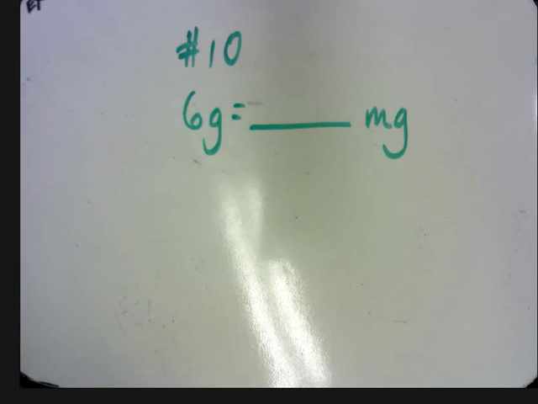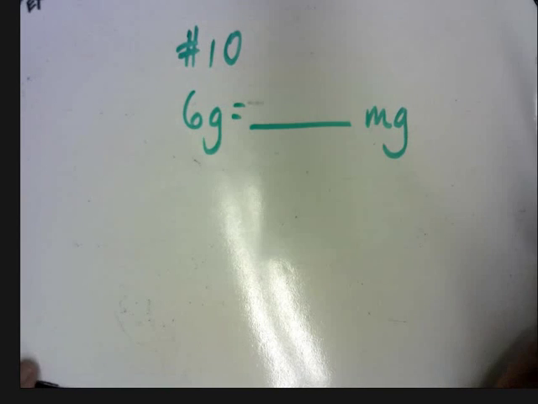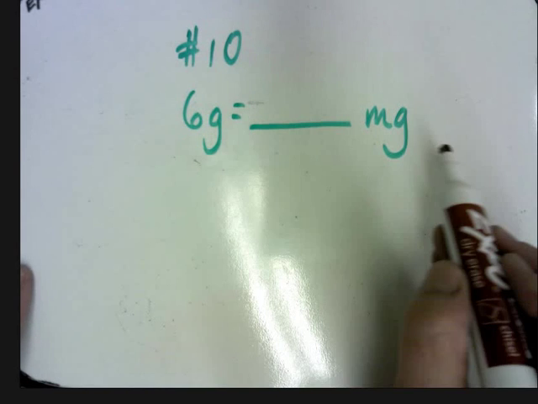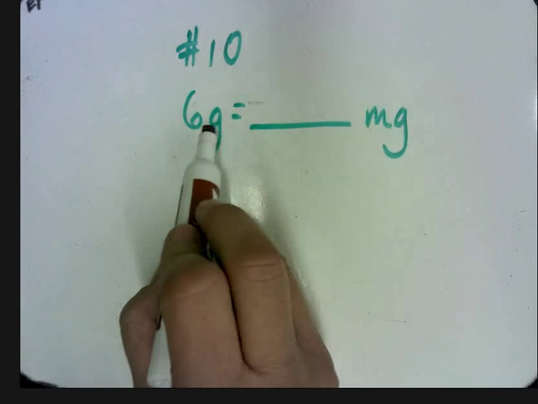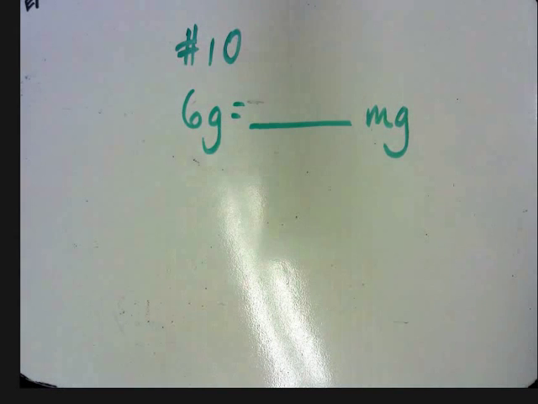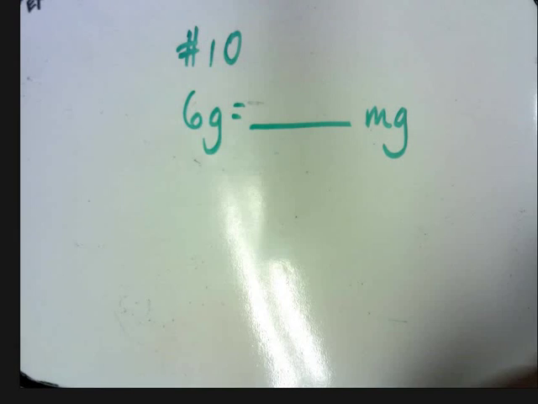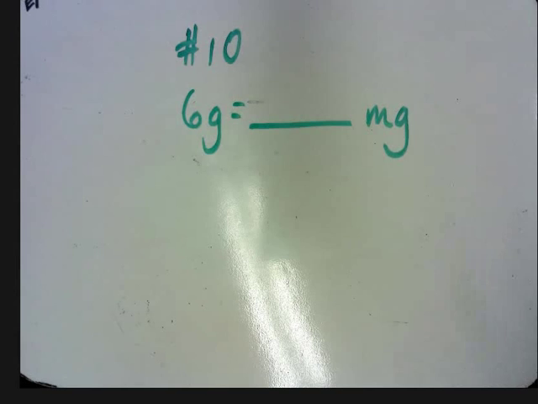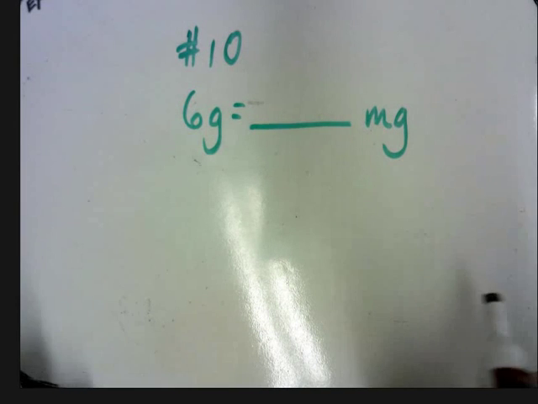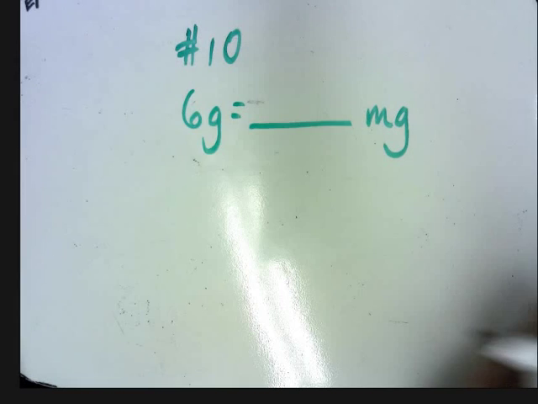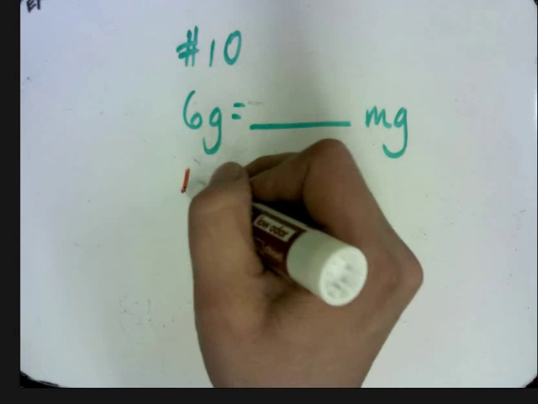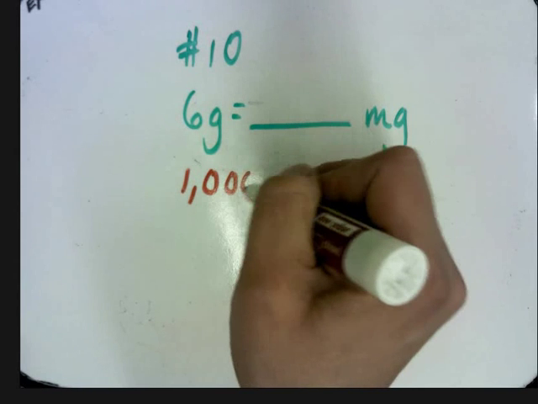So number 10 in your book says 6 grams equals how many milligrams. The first thing I notice is that I have grams and I want milligrams. That means that somehow I have to make the grams cancel out. I'll show you how to do that. We talked about that in class today. If I look on page 111, it will tell me that there are 1,000 milligrams in 1 gram.